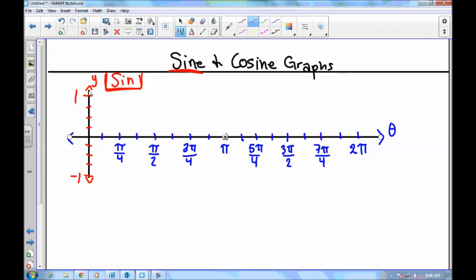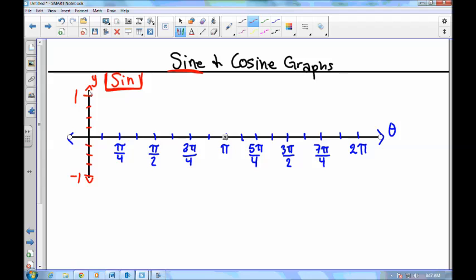So, would you say that cosine starts at a maximum and sine starts at a 0? Do you agree with that? Cosine starts at the maximum point versus sine starts at the halfway point, which is a 0. A 0 is an x-intercept, which is also called a solution. You've heard that before, right? We've done this before. 0, solution, root.